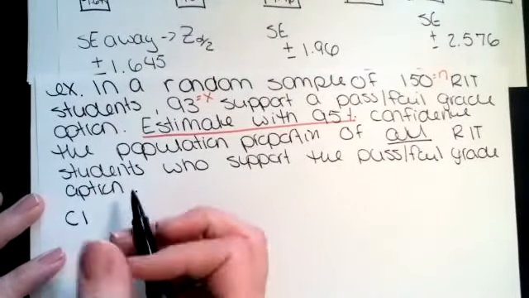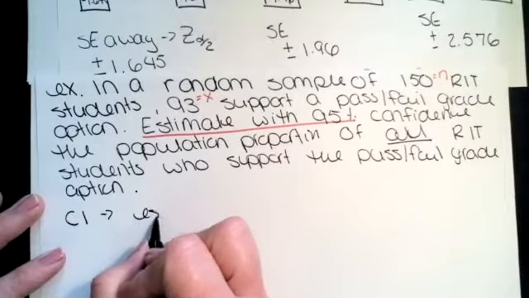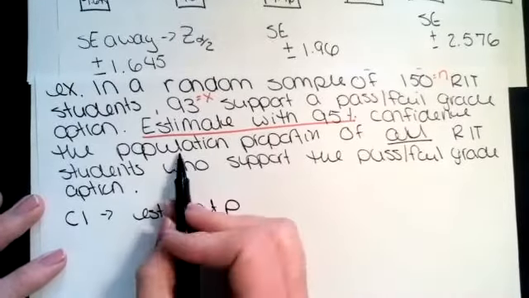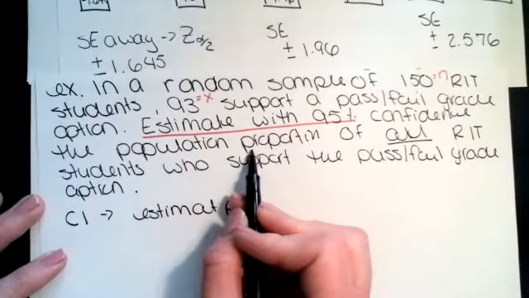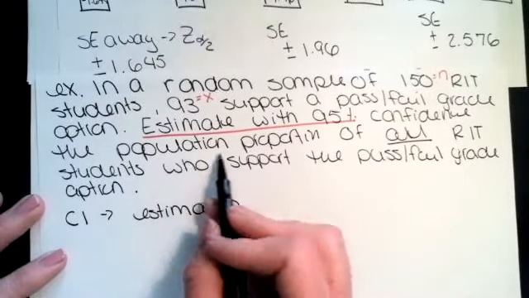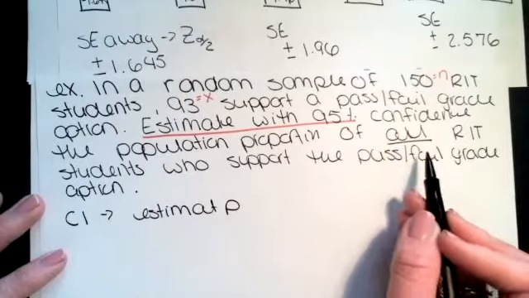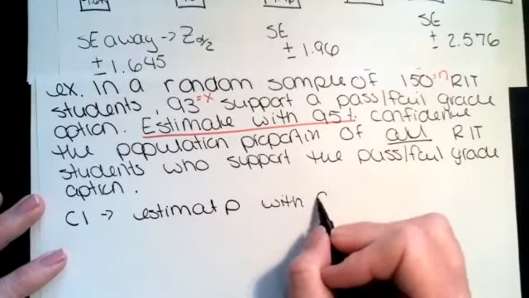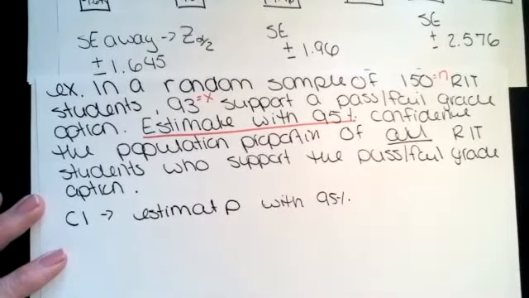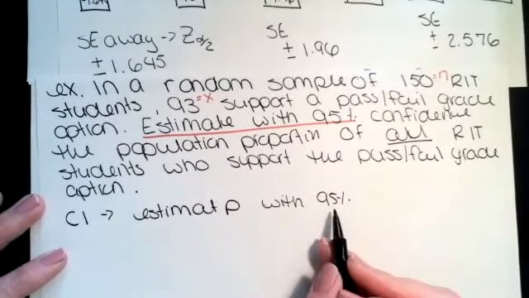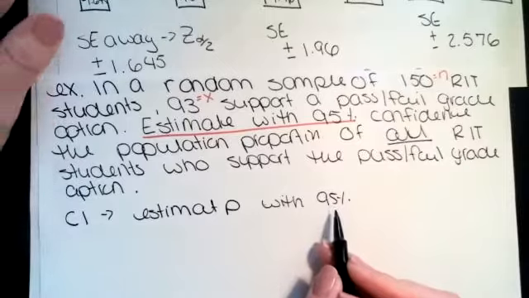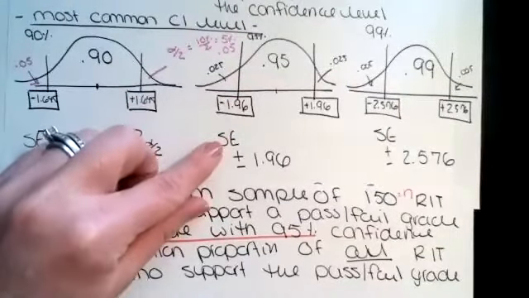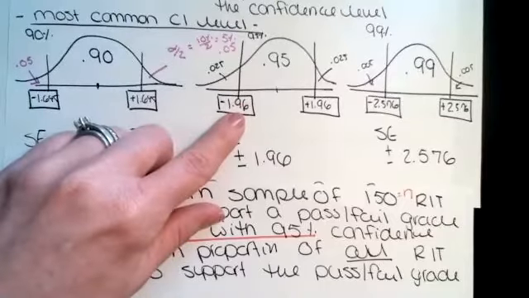And what we're going to do is estimate P. That's my population proportion right here. Even if it just said proportion of all, that would mean population proportion. I'm going to estimate P with a 95% confidence level. So I know my 95% confidence level is going to take me to this, what I'm using for how many standard errors away, my location.